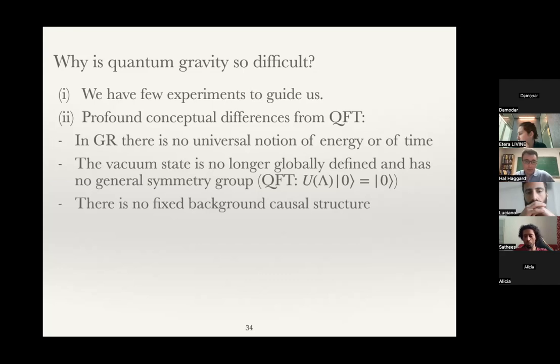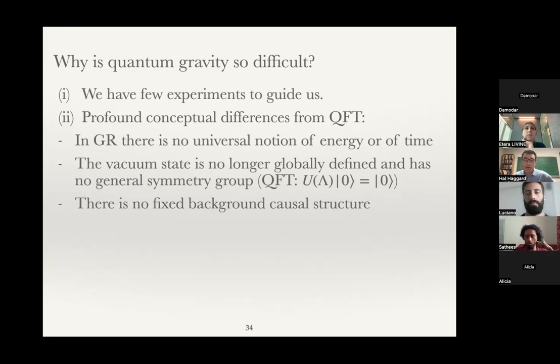All right, still different from quantum field theory. There's no fixed background causal structure. This is what one of the questions addressed, right? If we work on a background space-time and we study particle evolution within that space-time, then we know the causal structure. We know the light cone structure.